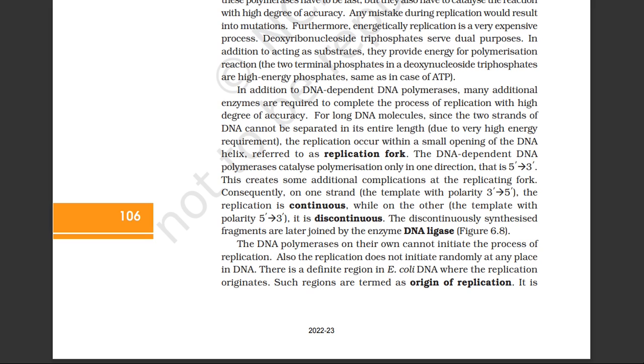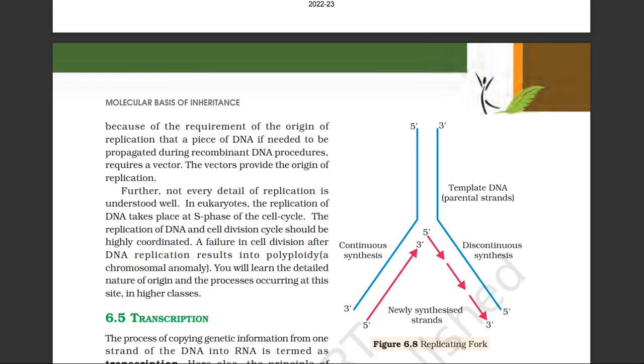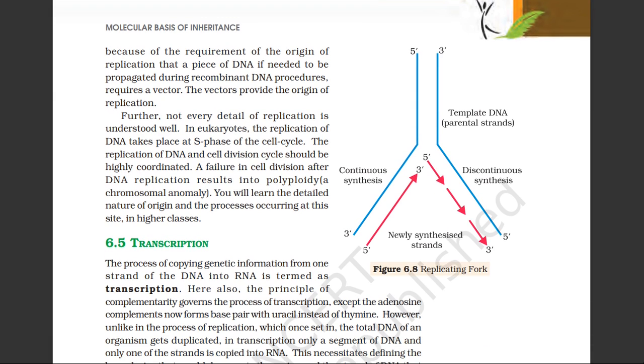The DNA polymerases on their own cannot initiate the process of replication. Also, the replication does not initiate randomly at any place in DNA. There is a definite region in E. coli DNA where the replication originates. Such regions are termed the origin of replication. It is because of the requirement of the origin of replication that a piece of DNA, if needed to be propagated during recombinant DNA procedures, requires a vector. The vectors provide the origin of replication.